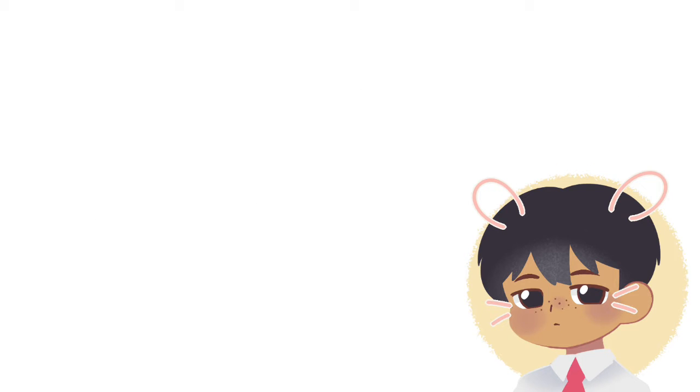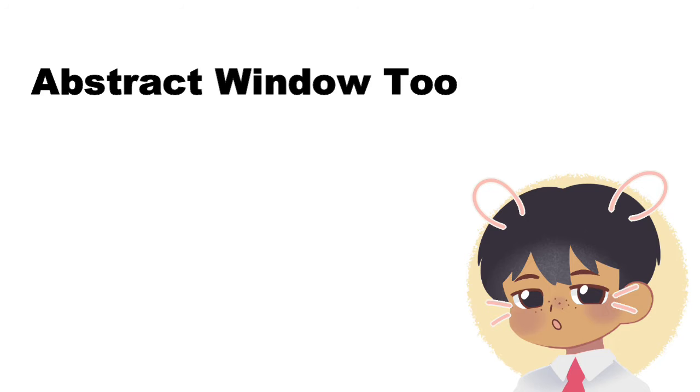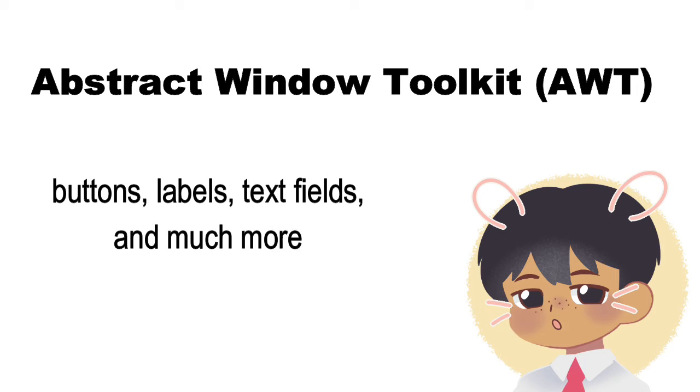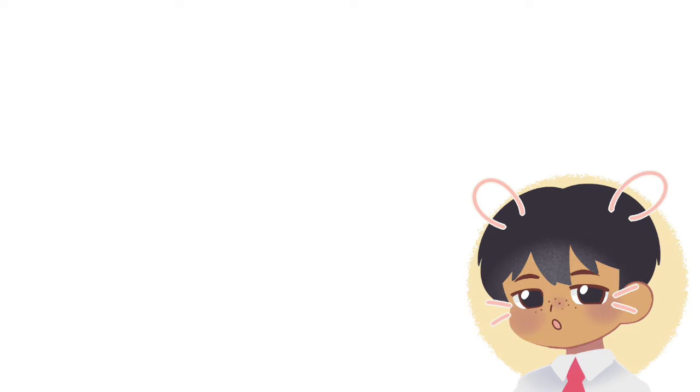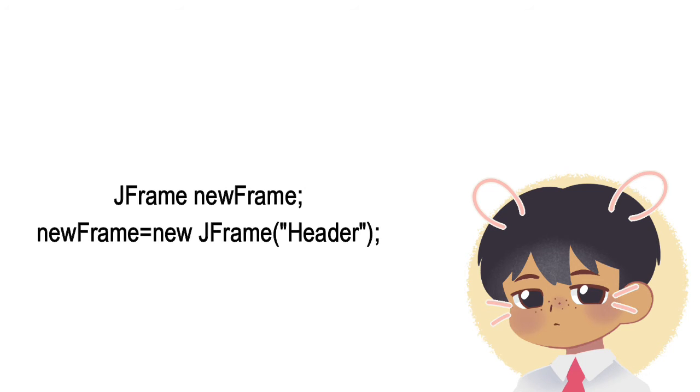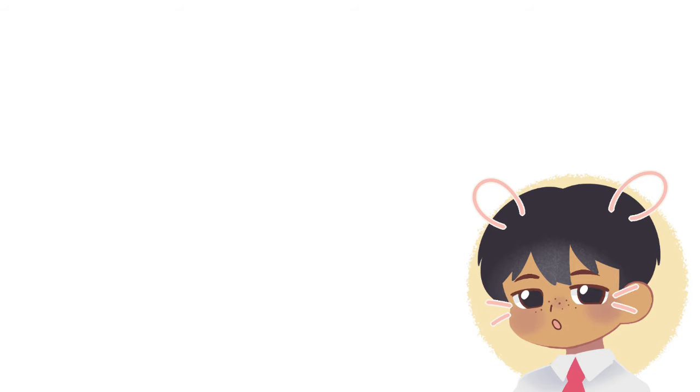As for Java, it fully supports GUI using the Abstract Window Toolkit, or the AWT. Using the javax.swing package, you can place buttons, labels, text fields, and much more in your program. First things first, you must place import java.awt and import javax.swing on top of your Java program. To create a simple JFrame, you need to follow this format. This line creates a new frame for you to use.